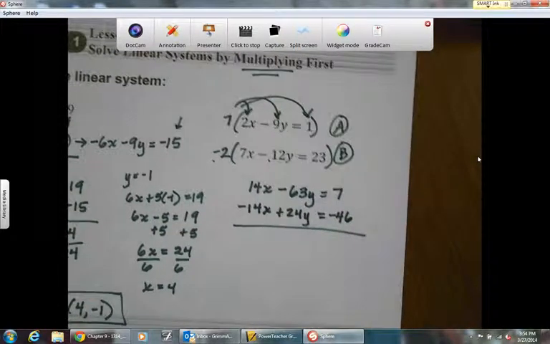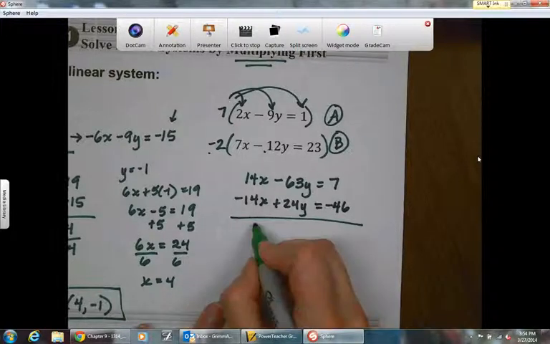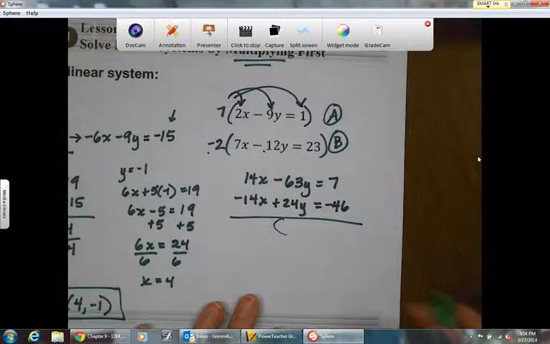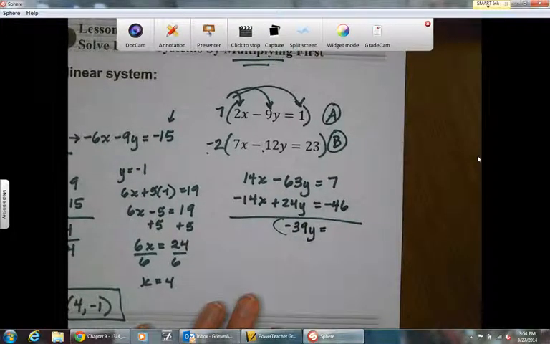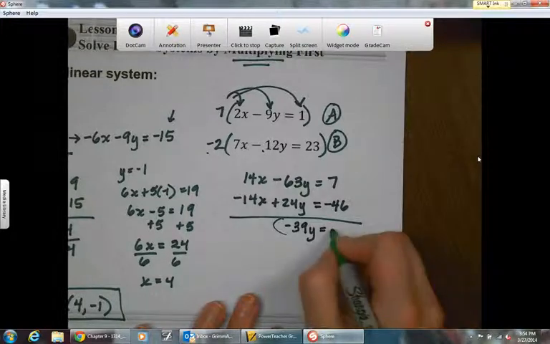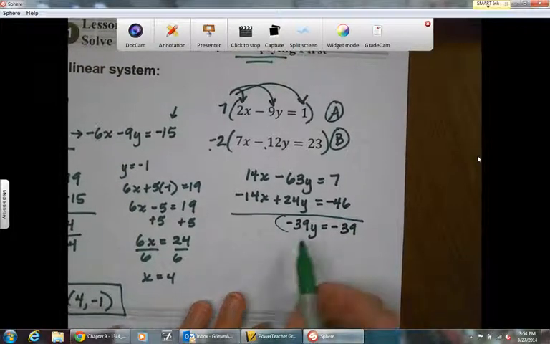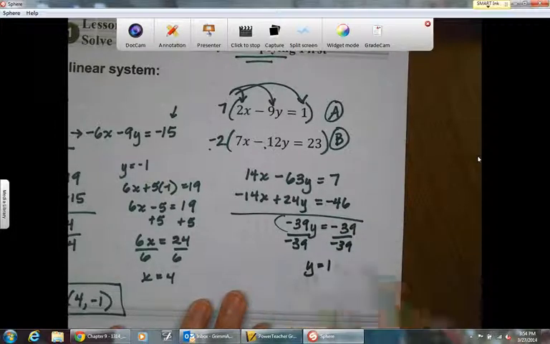All right, so now when I do this one, I have 14 and negative 14, so those are going to drop out and become 0x. Negative 63 and 24 is going to give me a negative 39y. And then I'm going to take 46 and subtract out 7 to give me a negative 39. And then I'm going to divide both sides by the negative 39. And so that gives me y equals a positive 1.